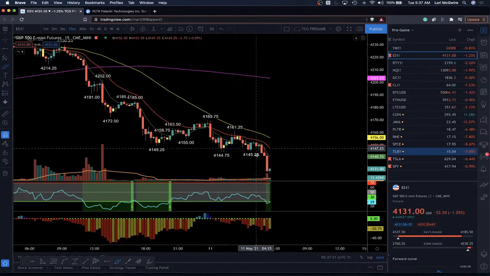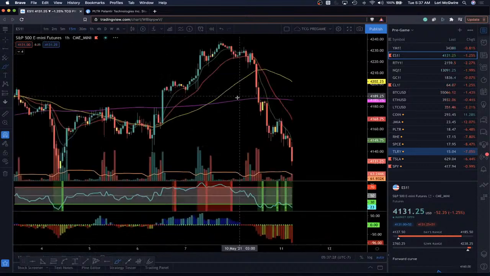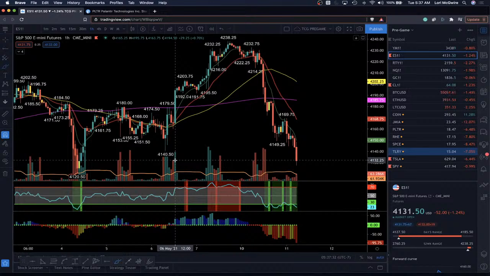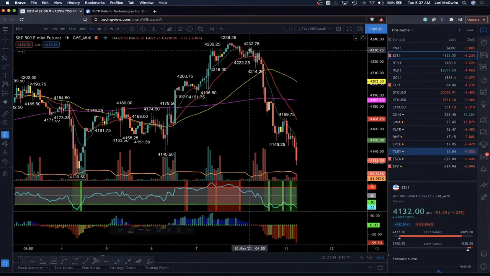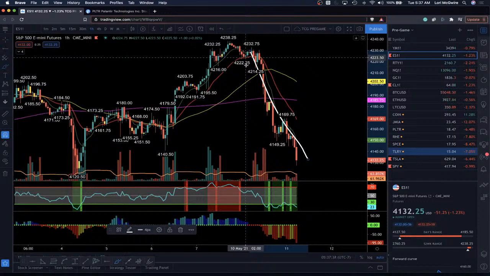So right now in the 15-minute, you have resistance up at 415175, 416125, and that support down at 412050. Right now, we are flushing. This is physics. So when things are in motion, they tend to stay in motion.